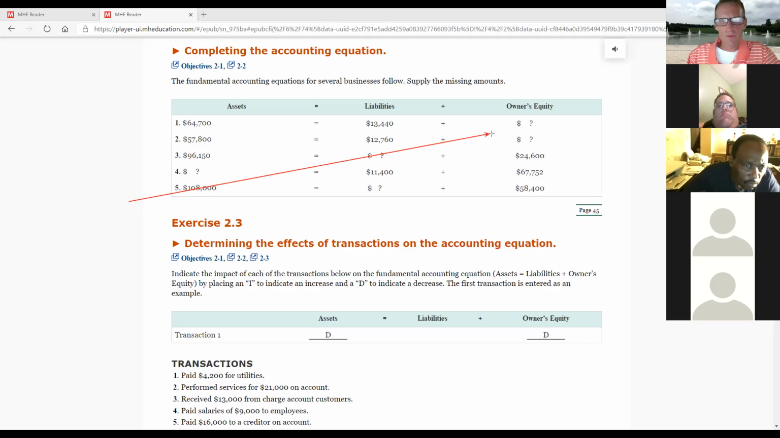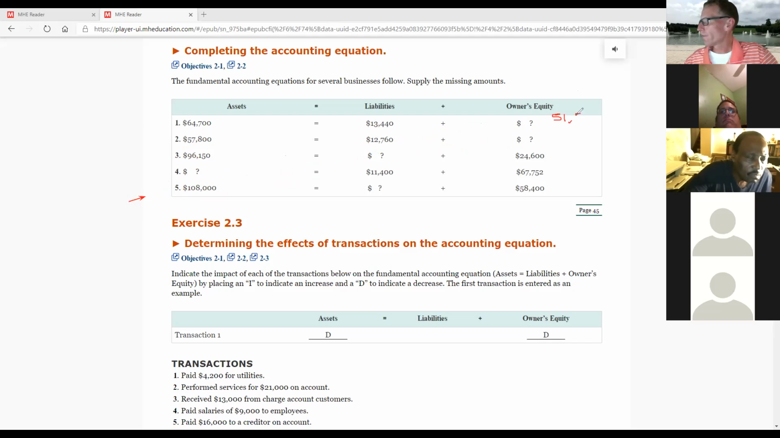So we just did that, didn't we, on 2.1? So we all know that you have to subtract, and once you subtract, you should get equity to be, it looks like 51,260. Yes. Wow. 51,260, you're good.